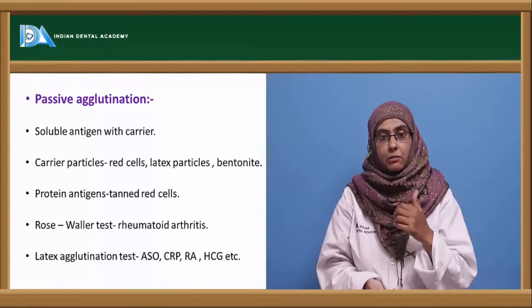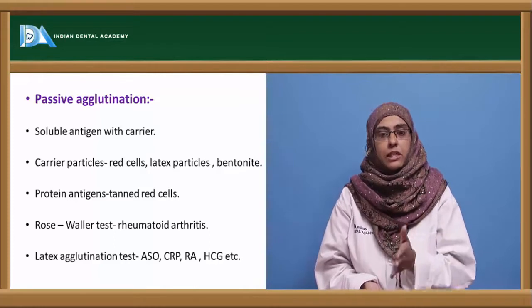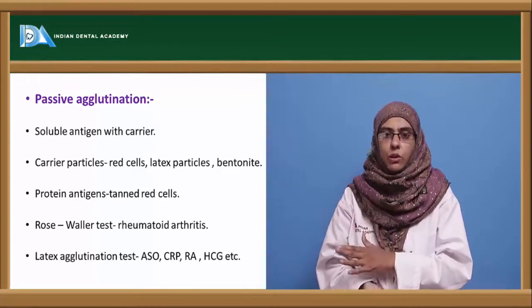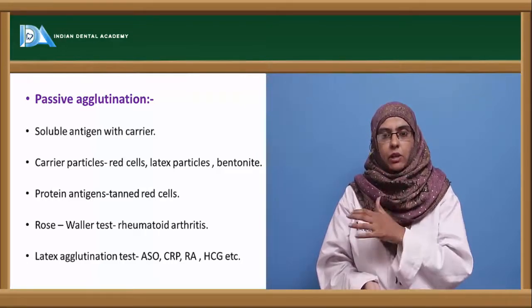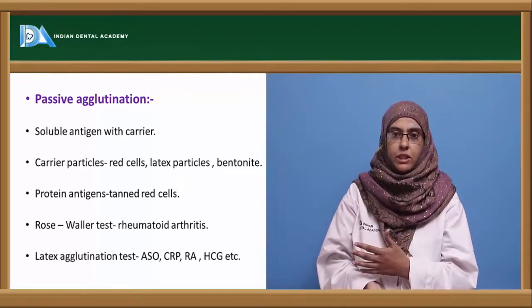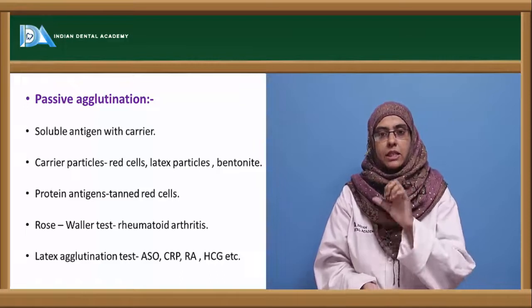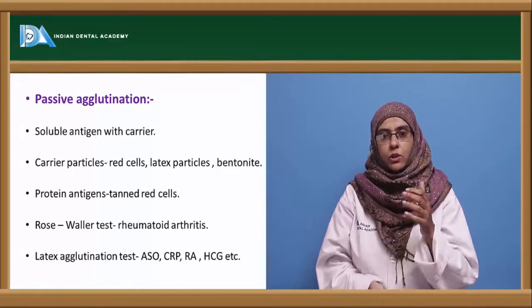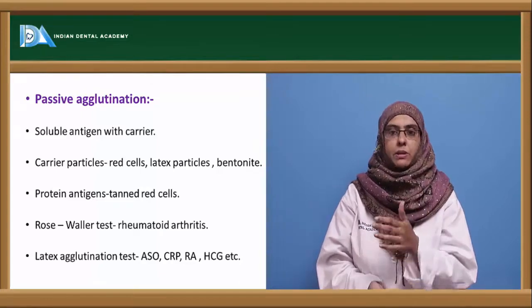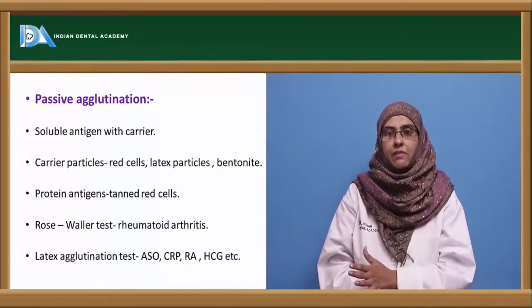RA factor is nothing but the antibodies produced against the human immunoglobulins, that is the IgG or the IgM molecule, that is involved in autoimmune diseases. So rheumatoid arthritis is an autoimmune complication that is seen in the host. In these particular patients, the patient produces antibodies against the self antibodies.